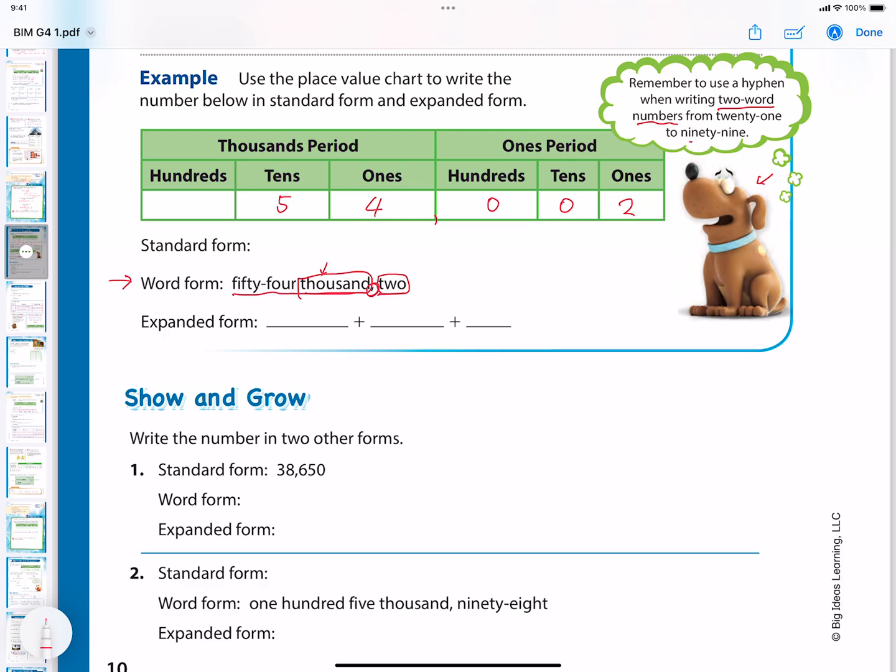Okay, so standard form is what? 54,002. I'm going to expand this number like this. 5000. 1, 2, 3, 4 digits after 5, which means what? 50,000. And the 4th place value is what? 1000. So I need 3 more zeros. And there is nothing in the hundreds and tens place, but the ones place only, which is 2.